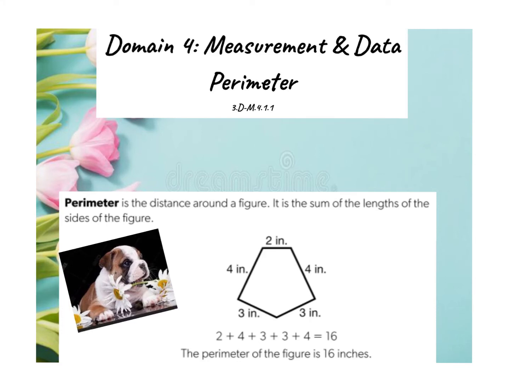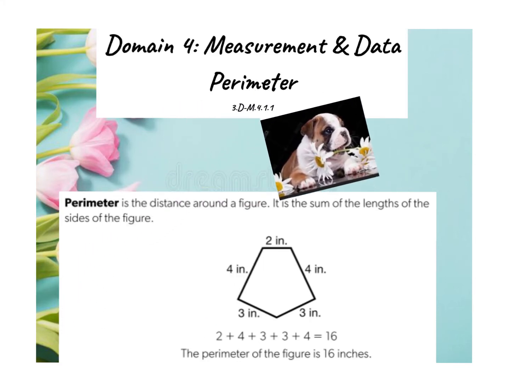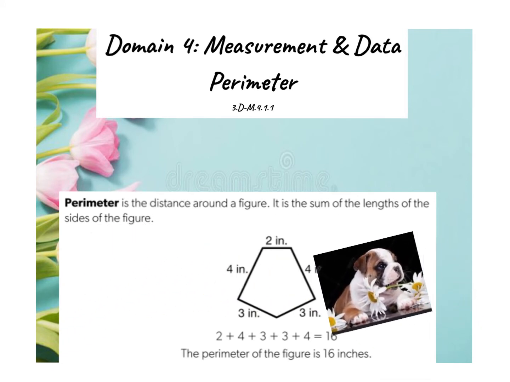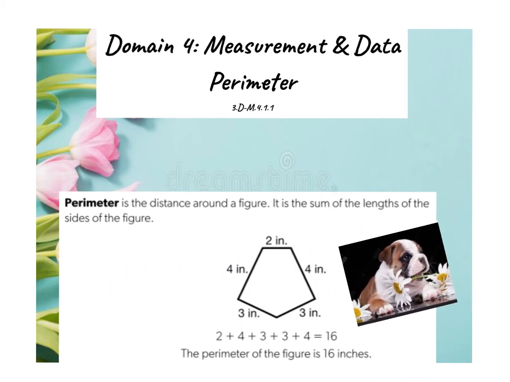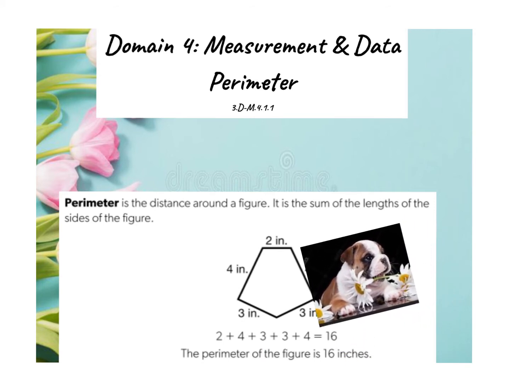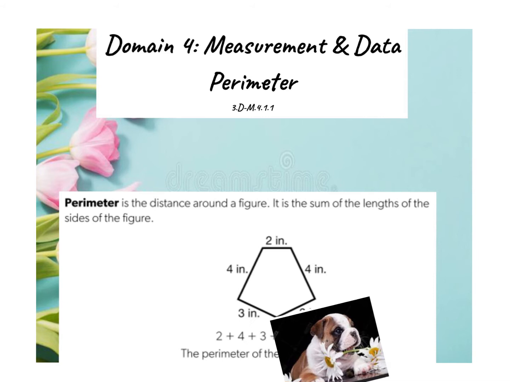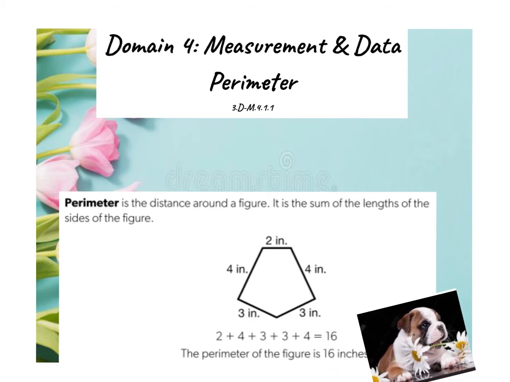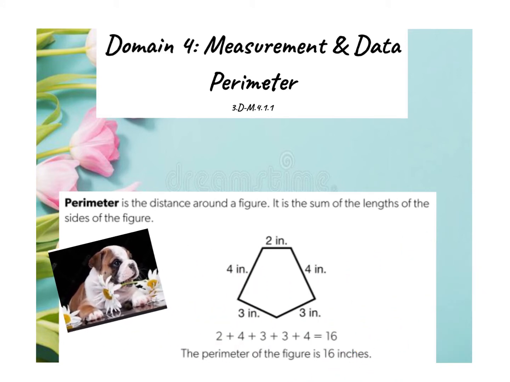Hey friends, today we're going to be continuing with perimeter, where we add up all the sides. Remember, perimeter, friends, is the sum of the lengths of the sides of a figure. Now, sometimes the figure has different sides like this, where we would add up 2 plus 4 plus 3 plus 3 plus the 4 to get 16 inches as the perimeter of that figure.